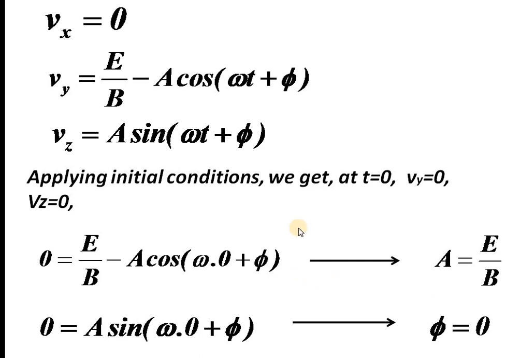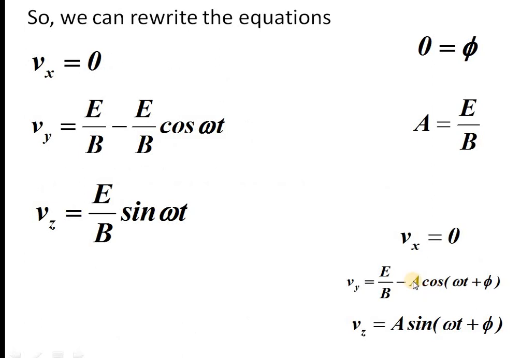So we got the values of both A and B. Then we can rewrite our previous equations: Vx, Vy, Vz like this. Now Vy is equal to E by B minus E by B cos omega t, and Vz is equal to E by B sin omega t. So we got all the equations Vx, Vy, Vz, including the amplitudes and phi.